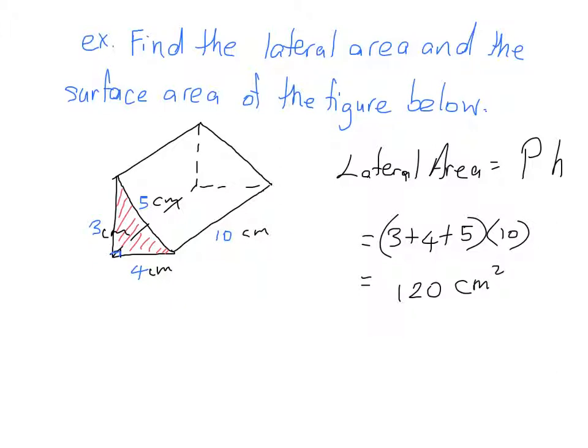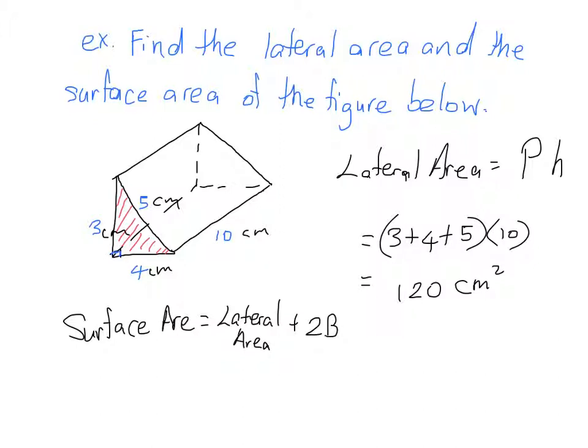That's our lateral area, but we are not done, because in our surface area, we do have to add those 2 triangles at the bottom and at the top. So surface area is equal to lateral area. I'll write that down. We already found it, but that's okay. Plus 2 times the base area.